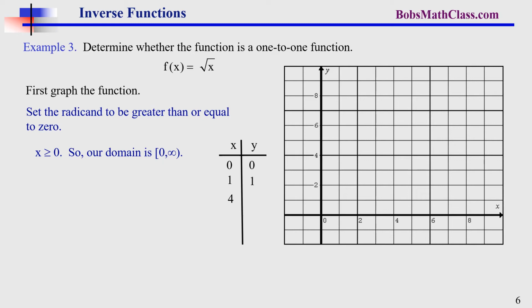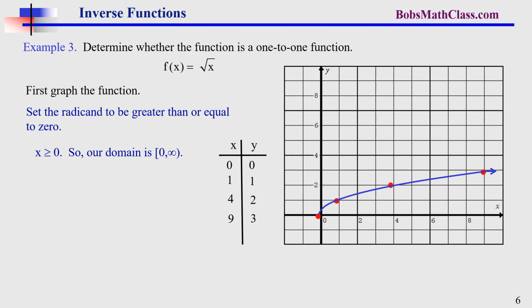4 would be a good number to choose also, because what is the square root of 4? Right, 2. How about one more? Good, 9. Square root of 9 is 3. Plot your points. Okay, draw in your graph.